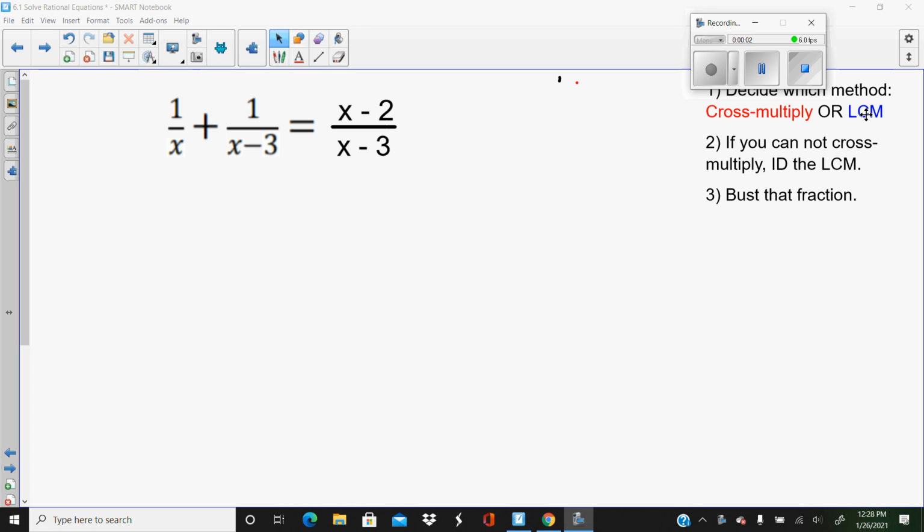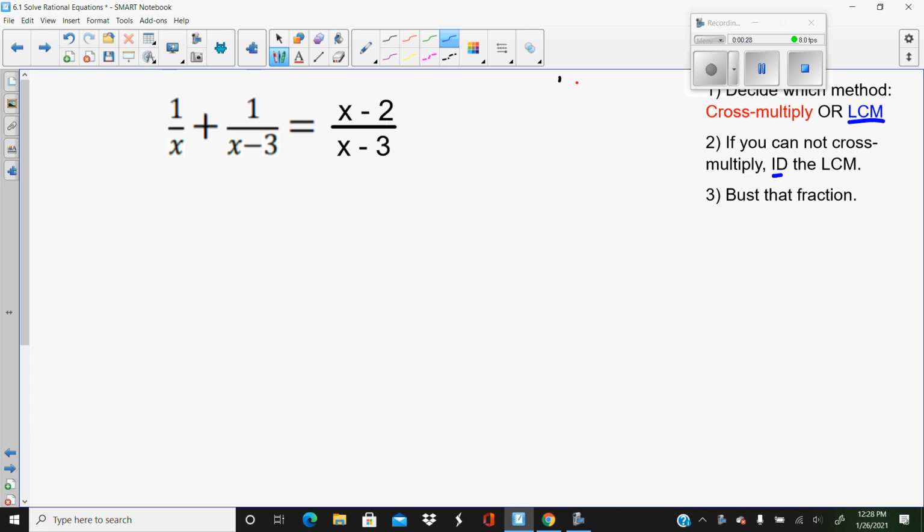Okay, so we're getting into a section of Unit 6.1 where we can't just cross multiply, all right? We're not allowed because we have a fraction here and a fraction here. So there are two fractions on one side. Cross multiplication basically is not an option, okay? So in order to tackle this, we have to go to that LCM method, all right? We have to find the least common multiple, or least common denominator.